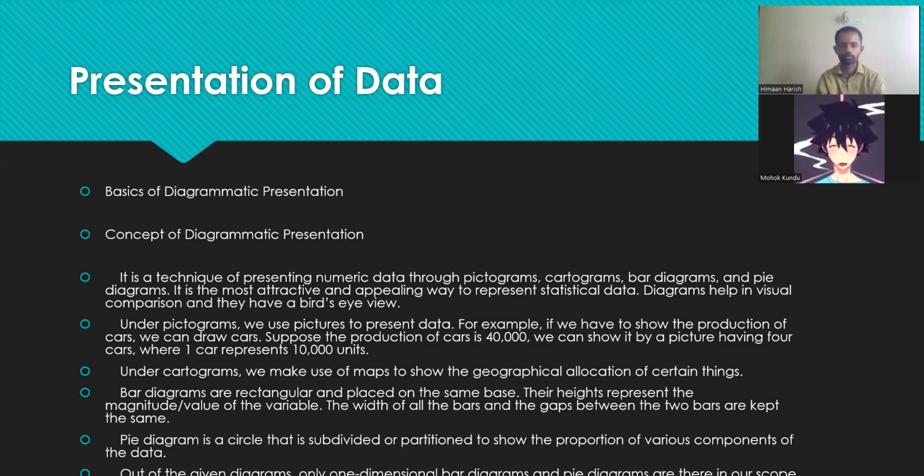So are we clear with this? We drew bar diagrams and pie diagrams. Cartograms are represented using maps, whereas in pictograms we use pictures. So we'll be very familiar with these.